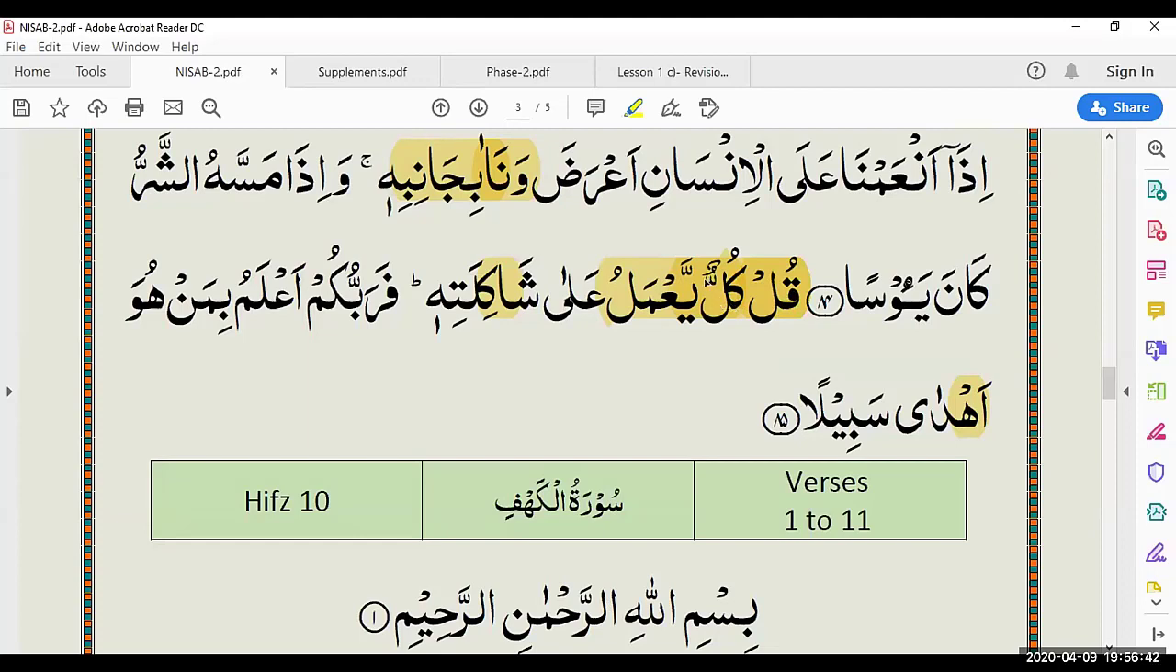So lam has tashdid or shadda. So you have to give emphasis to the lam as well as the emphasis that you're going to give to ya. Okay. Kullu ya'malu. So you're going to give the emphasis to lam as well as ya, and in between that you have to keep the ghunna sound as well. Okay. So try again. Kullun ya'malu. Much better. Well done.